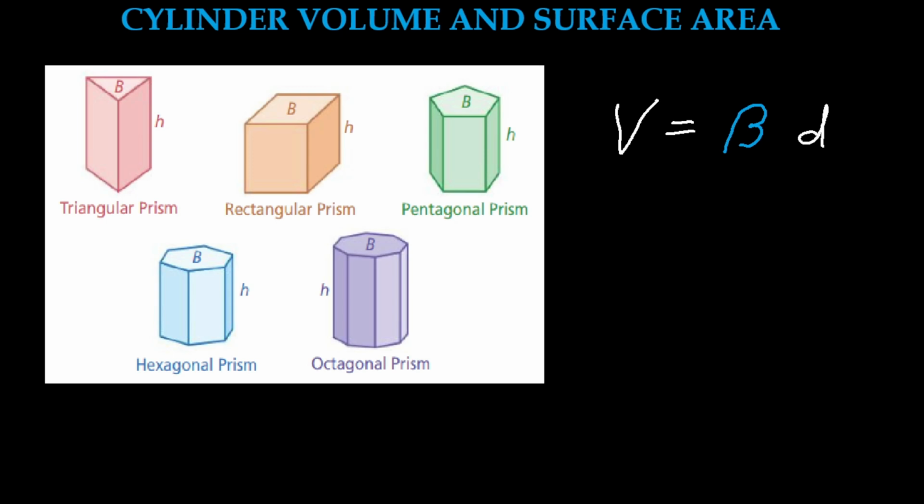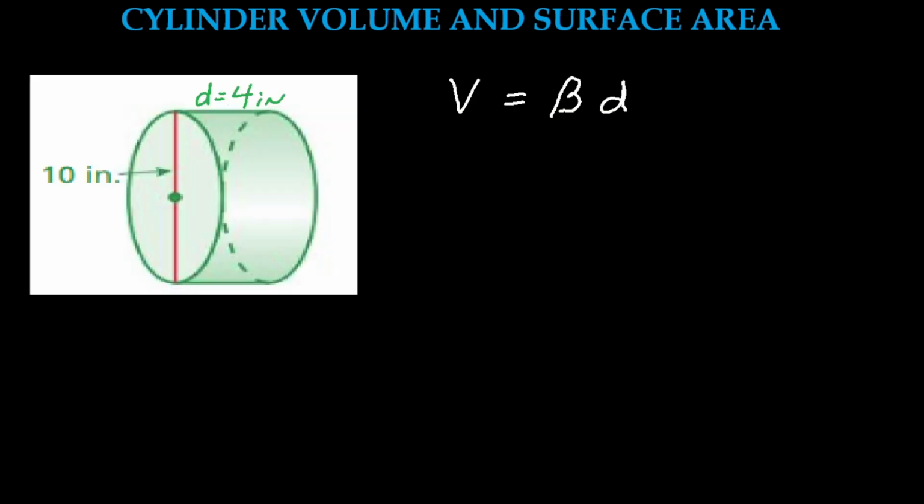So what about a cylinder? With a cylinder, the area of the front face is going to be a circle. So beta, which is the area of the front face, we would replace with the formula for the area of a circle, which is pi times the radius squared. And we bring down our d.